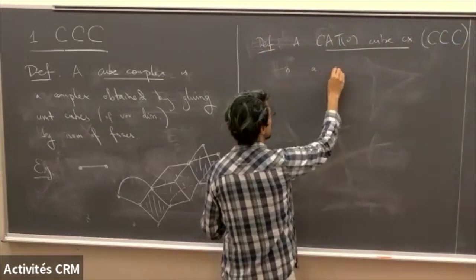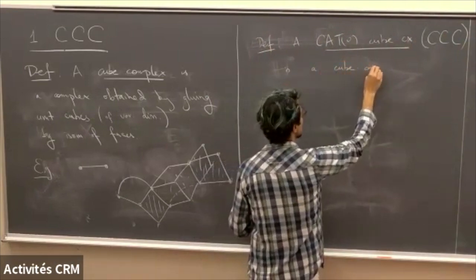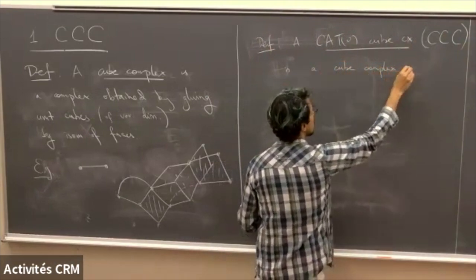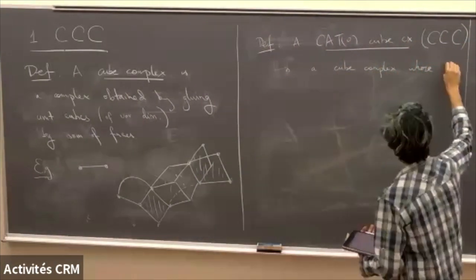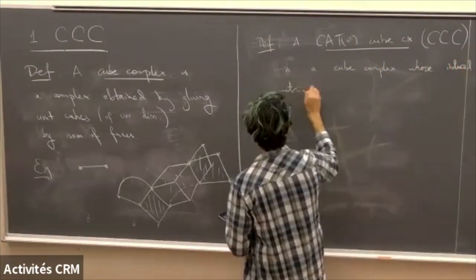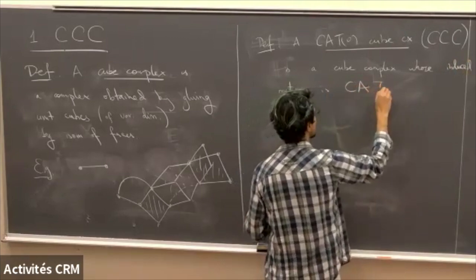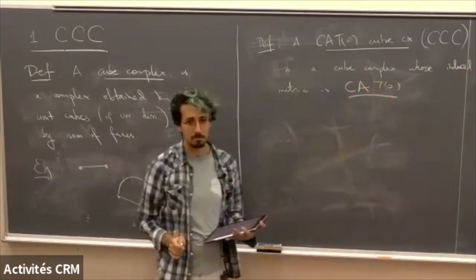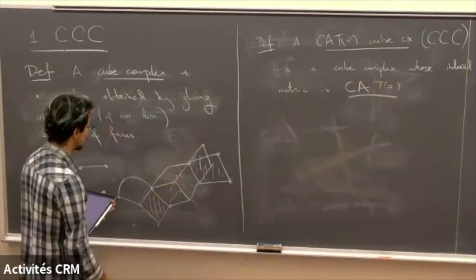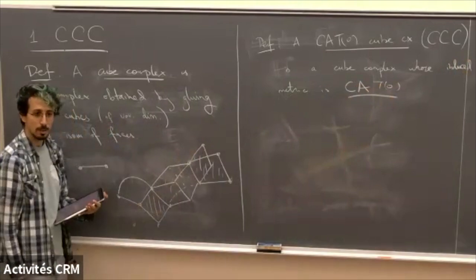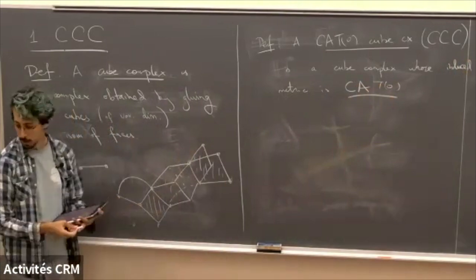Is a cube complex whose induced metric is CAT(0). What does it mean, this induced metric? You just put the Euclidean metric on each one of them, and use the gluing to now define a metric on the whole thing.